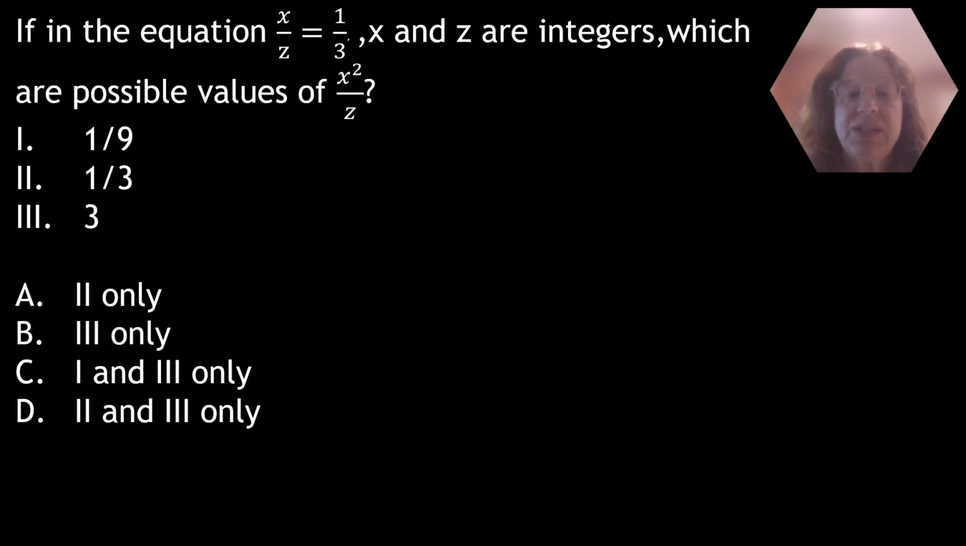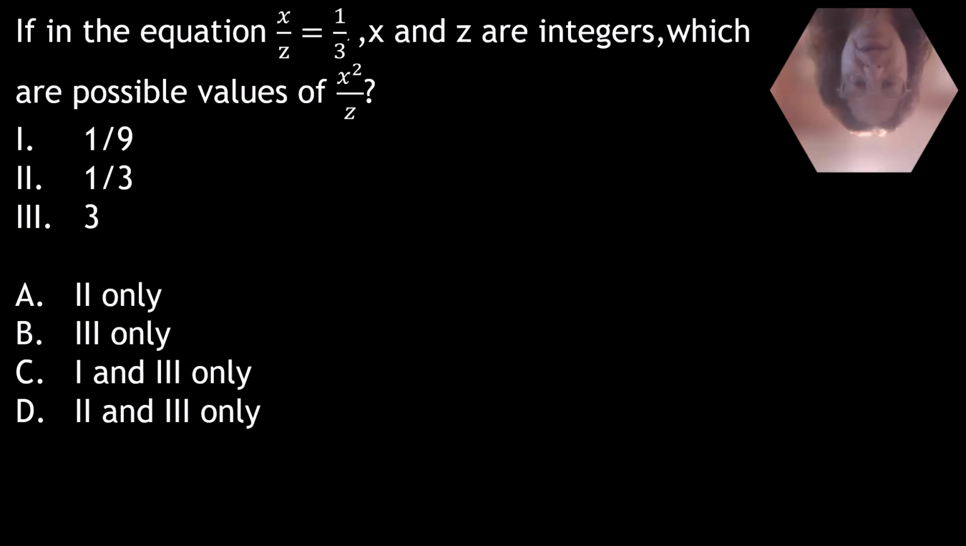If in the equation x over z equals 1/3, x and z are integers, which are the possible values of x squared over z? 1) 1/9, 2) 1/3, or 3) 3? And then they say 2 only, 3 only, 1 and 3 only, or 2 and 3 only. So we have to check each one.